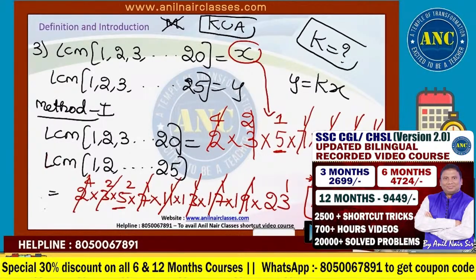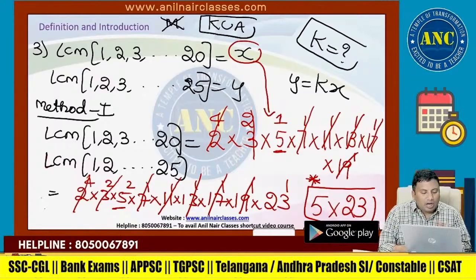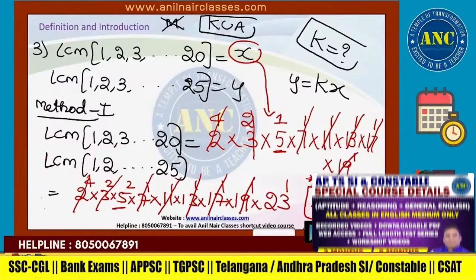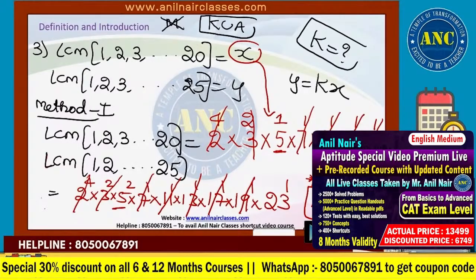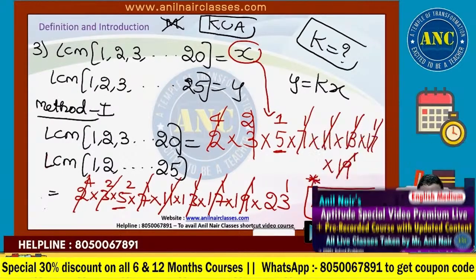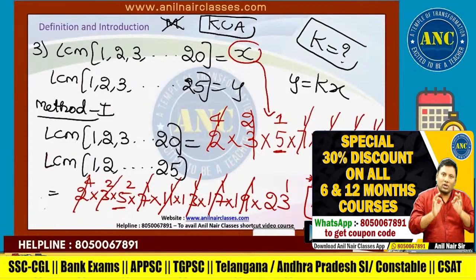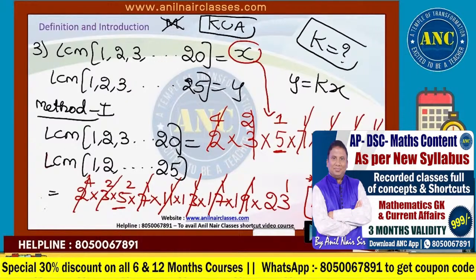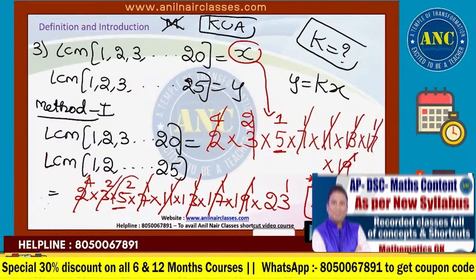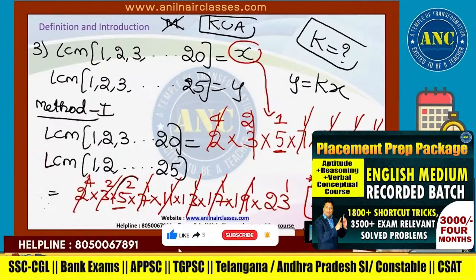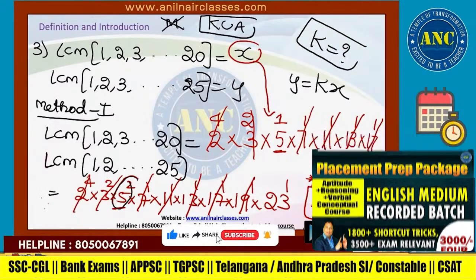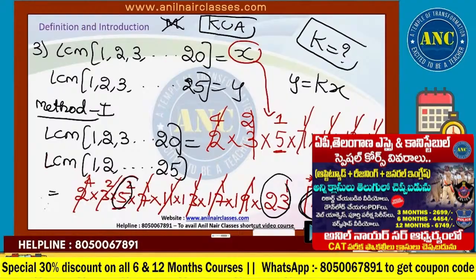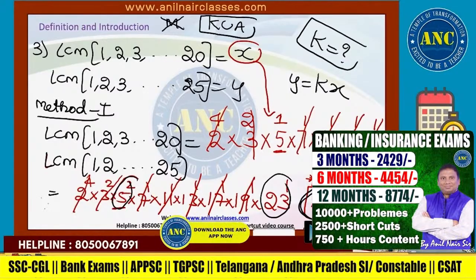A beautiful question. From 1 to 20, what are all the prime numbers? 2 power 4, 3 square, 5 power 1. 2 power 4 is 16, 3 square is 9, 5 power 1 is 5, 7, 11, 13, 17, 19. Similarly till 25. What are all the extra numbers? 5 power 1, 5 square. Extra 5 is there. Extra 23 is there. 5 into 23 is the K value. Answer is 115.